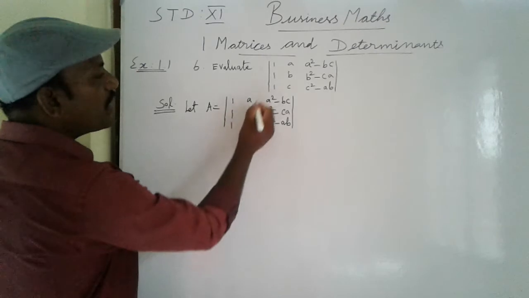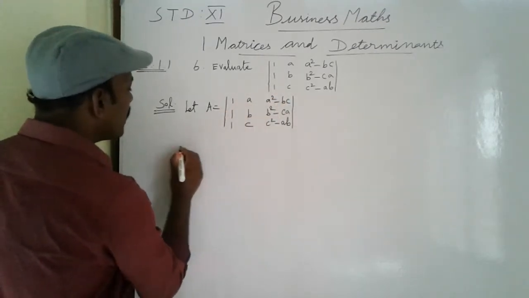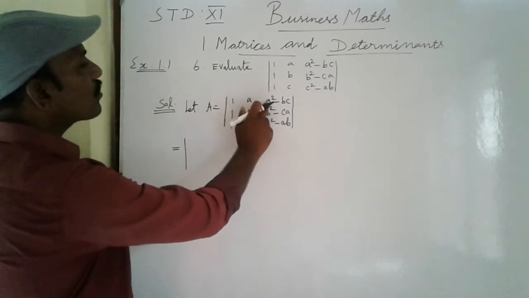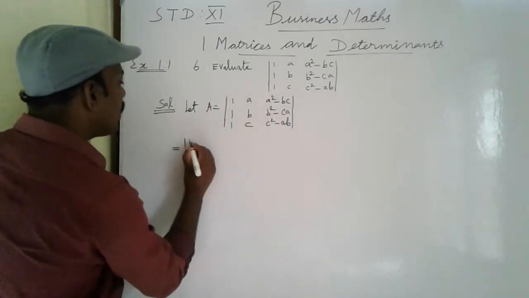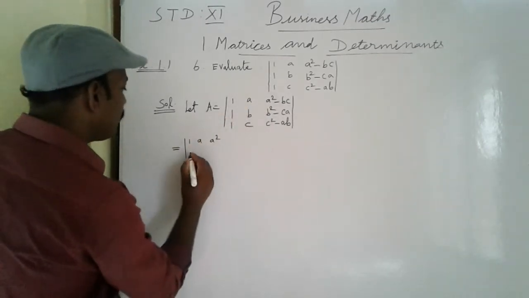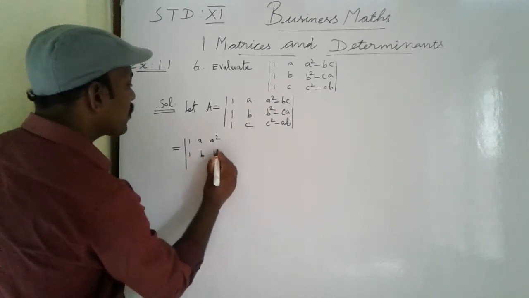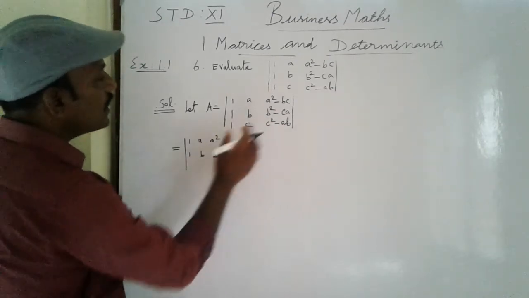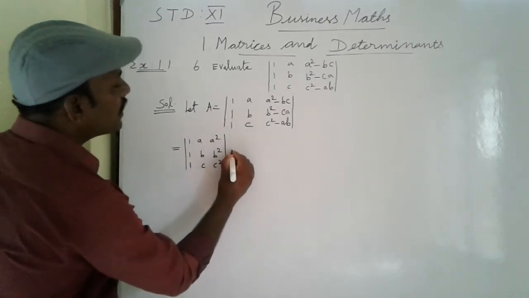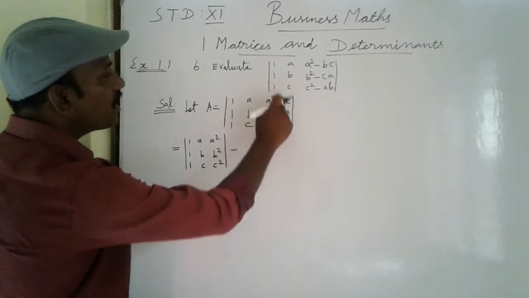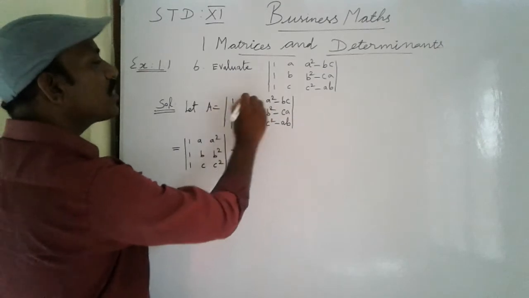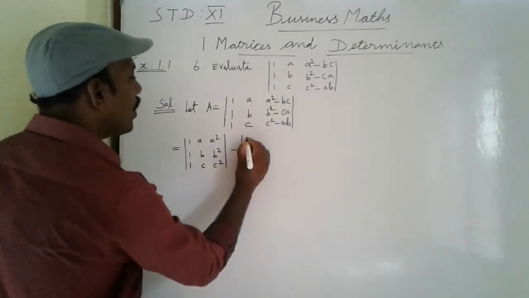By the property, we should separate this into two determinants. The first one is 1, a square. First part only we should write: 1, a square; next is 1, b square; next is 1, c square. Another determinant is minus, the common is minus. The determinant terms are the same. We should write the last only changes.